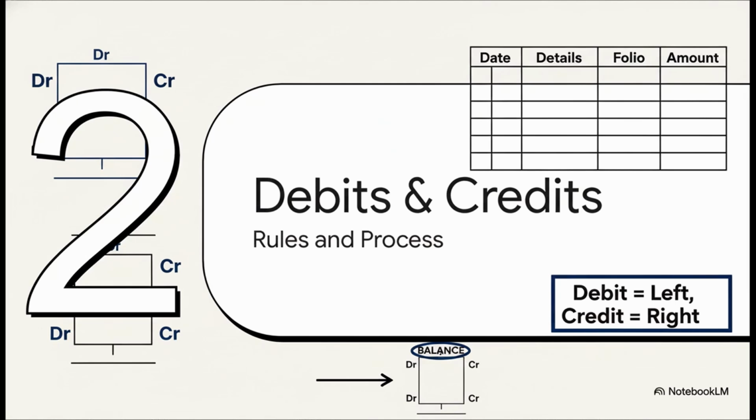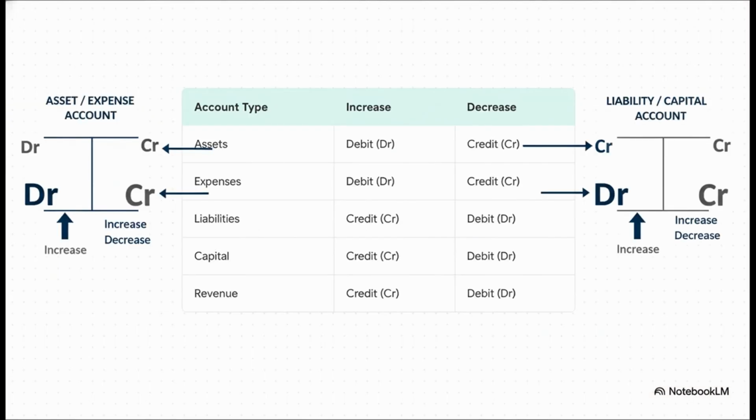All right, now let's get into the rules that govern these accounts. We'll look at when to debit, when to credit, and how we balance the account at the end of a period. The rules here are perfectly consistent. It's actually quite simple. To increase assets and expenses, you make a debit entry. To increase liabilities, capital, or revenue, you make a credit entry. The reverse is also true. A credit decreases an asset or expense, while a debit decreases a liability, capital, or revenue.